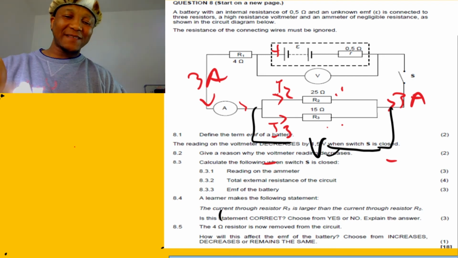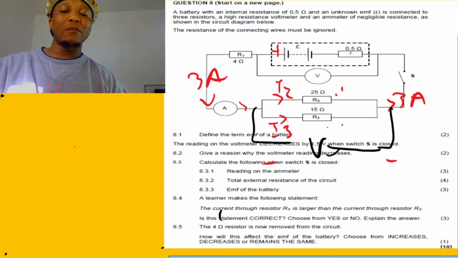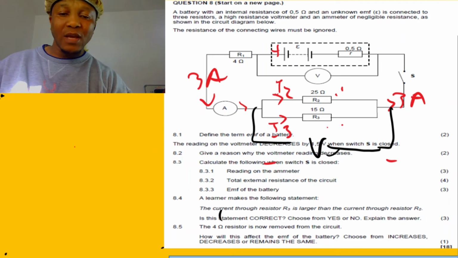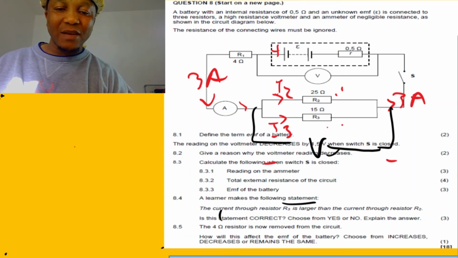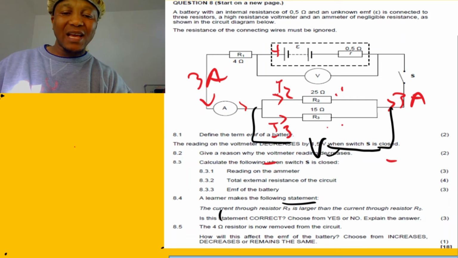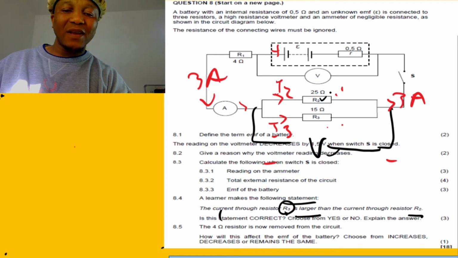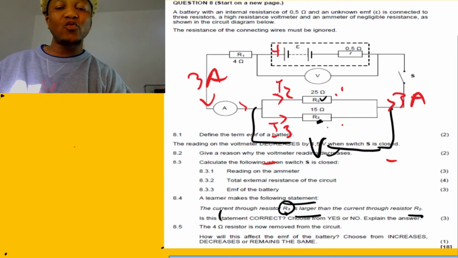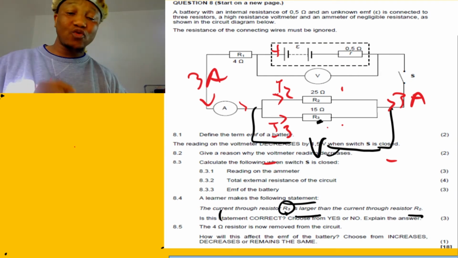Oh, I'm going very fast. Let me go back and read the question. They say Elena makes the following statement. They say the current through the resistor R3 is larger than the current through the resistor R2. They say the current which is going to pass here is going to be big. It's going to be this R3 is bigger compared to that R2. That's how the statement says. So is it true or is it not true?